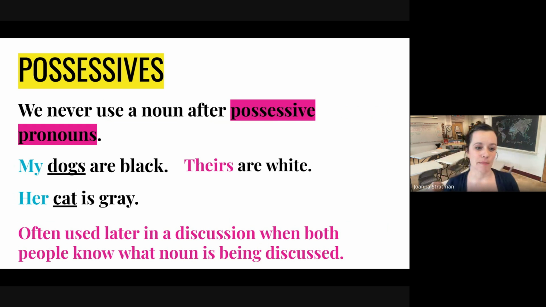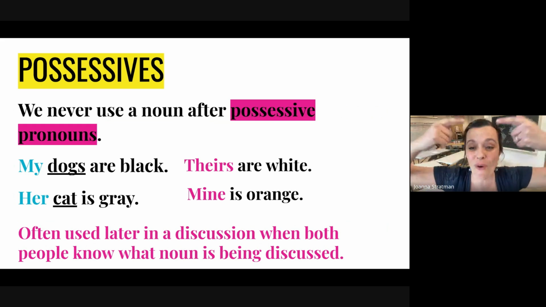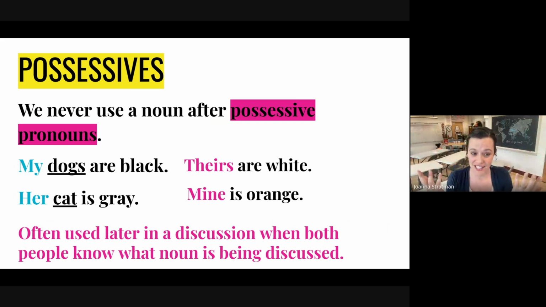Let's look at another example. Maybe the conversation starts with, "Her cat is gray." And then the other person can say, "Oh, mine is orange." Again, the word mine here means my cat. But I do not need to repeat my cat because we both know we are talking about cats. So typically, these possessive pronouns like mine and yours are often used later in a discussion when both people know what noun is being discussed.